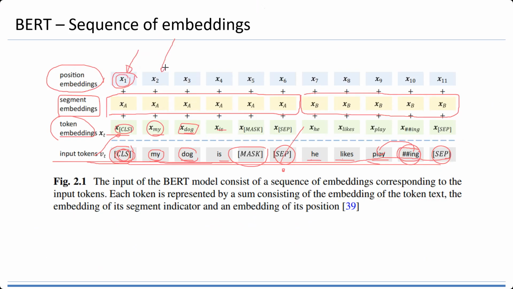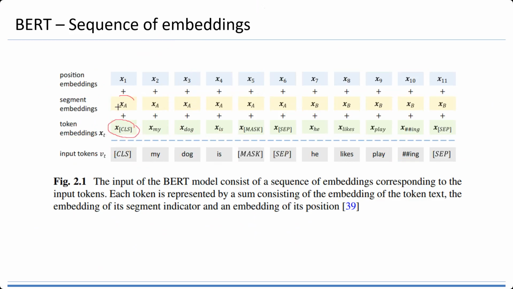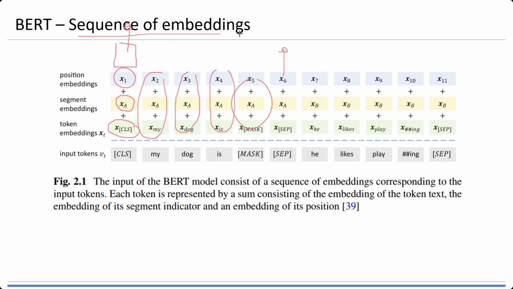And then we will have X2, which is the position of this word, X3, which is the position of this word, and so on. So the total embedding will be the XCLS plus XA plus X1. This embedding will go to the encoding layer as the transformer that we learned last time. Every one of these will be combined, or concatenated, and then we will go to the next layer. So this is the sequence of embeddings in BERT.